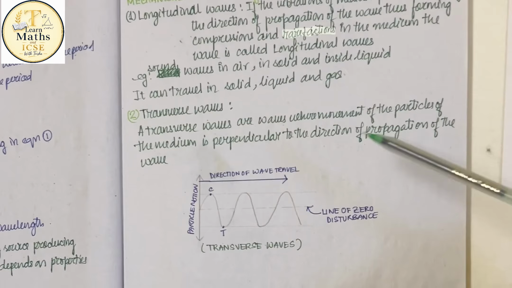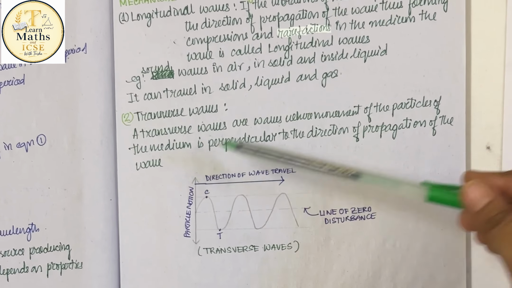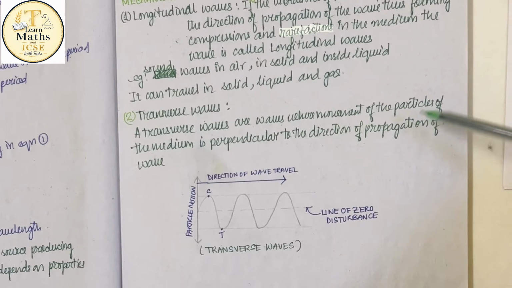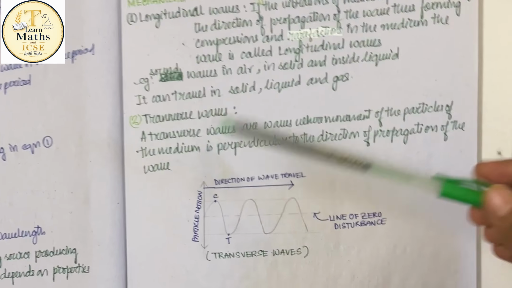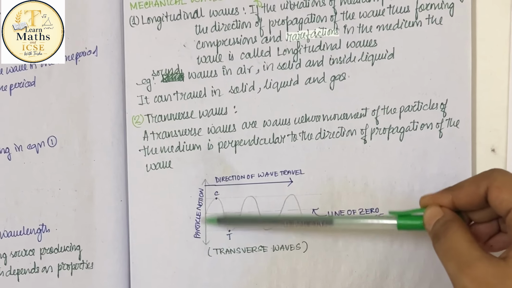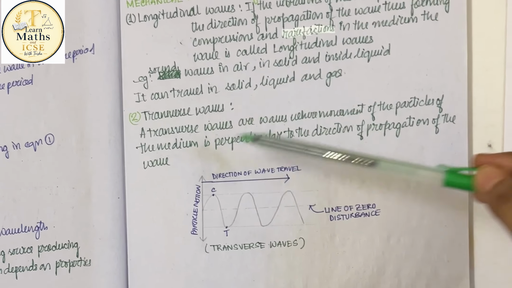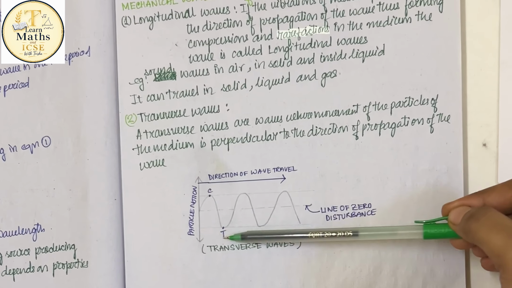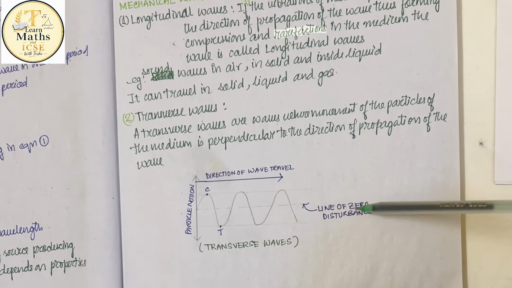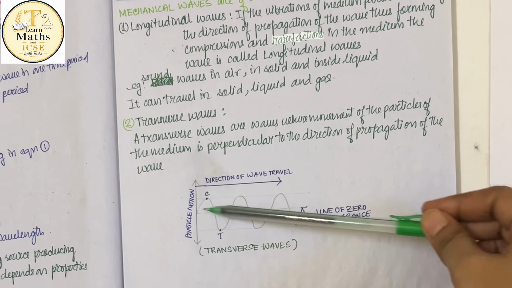Now, transverse waves are waves where the movement of the particles of the medium is perpendicular to the direction of propagation of the wave. See the diagram. This is the particle motion, on both sides. Now this is the transverse wave. This is the crest and this is the trough, and this is the line of zero disturbance. This is the direction of the wave travel.